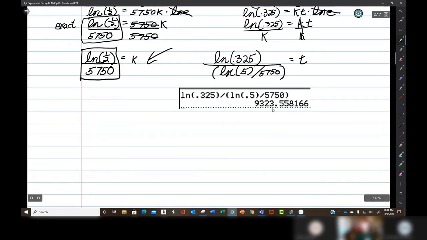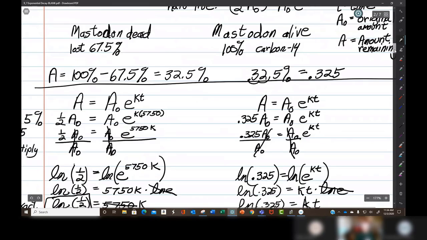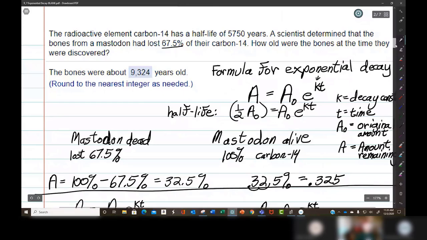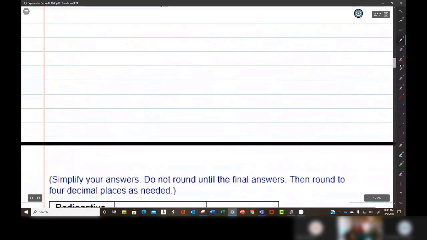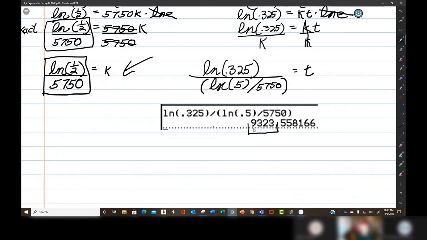There now. All right, now we go up here and we see if they actually told us how many places to round the answer to. Round to the nearest integer, whole number. So we're going to look on the left side of the decimal. This is the nearest integer. Now I look over to the right to the 5, and so that will give us 9,324. Yes, it will.